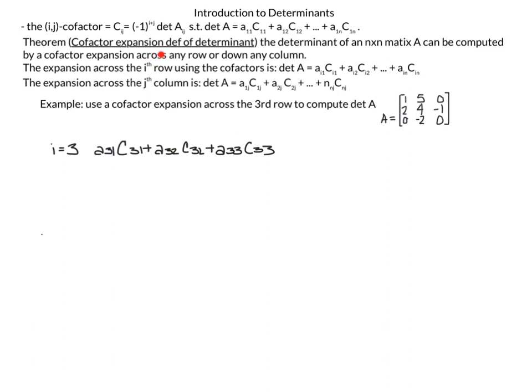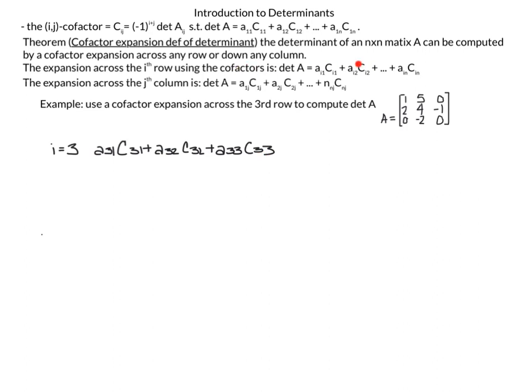So now my ith row, so it's the third row, and I'm going to use my formula. Determinant of A is equal to A31 C31, and then A32 C32, and A33 C33. So this is what our determinant looks like.